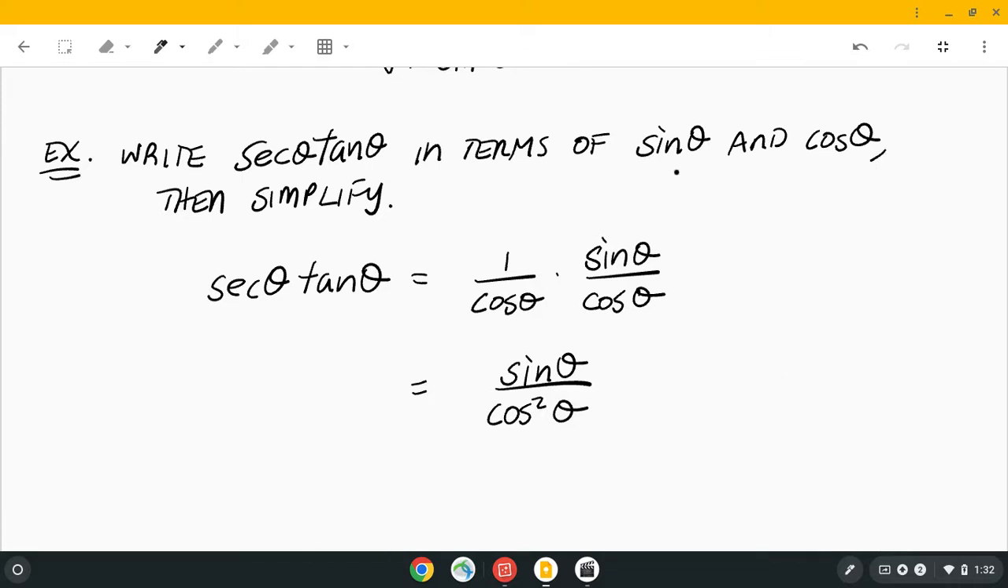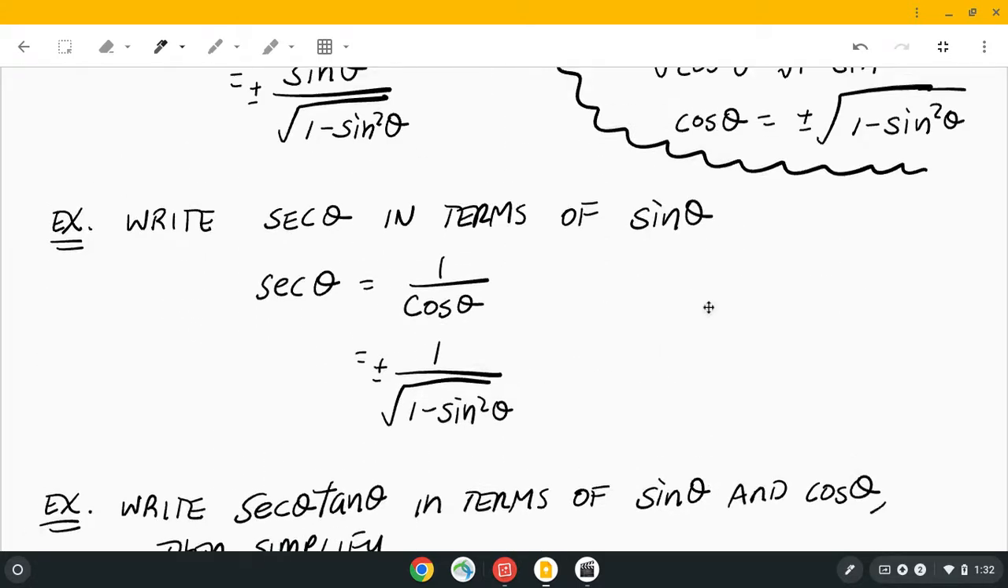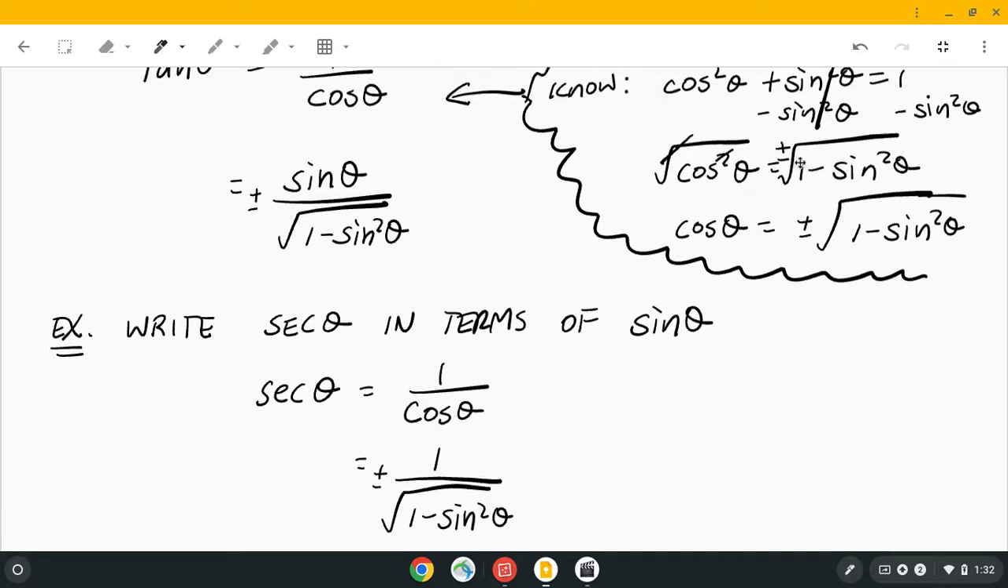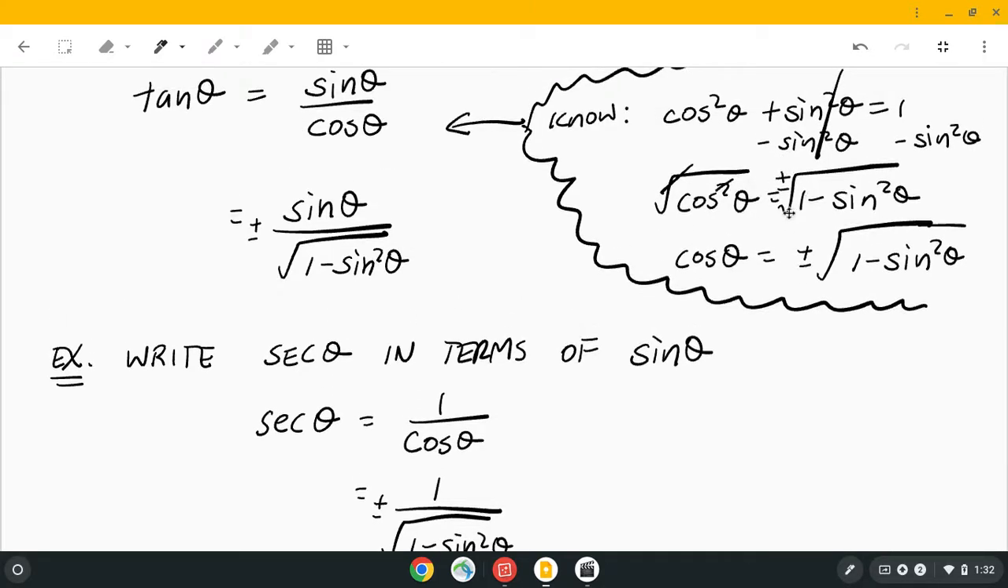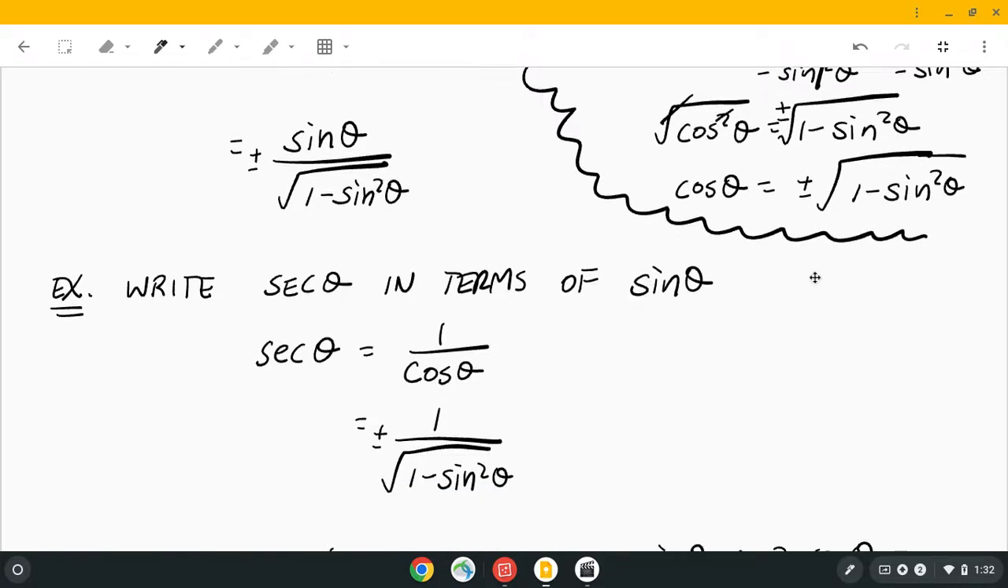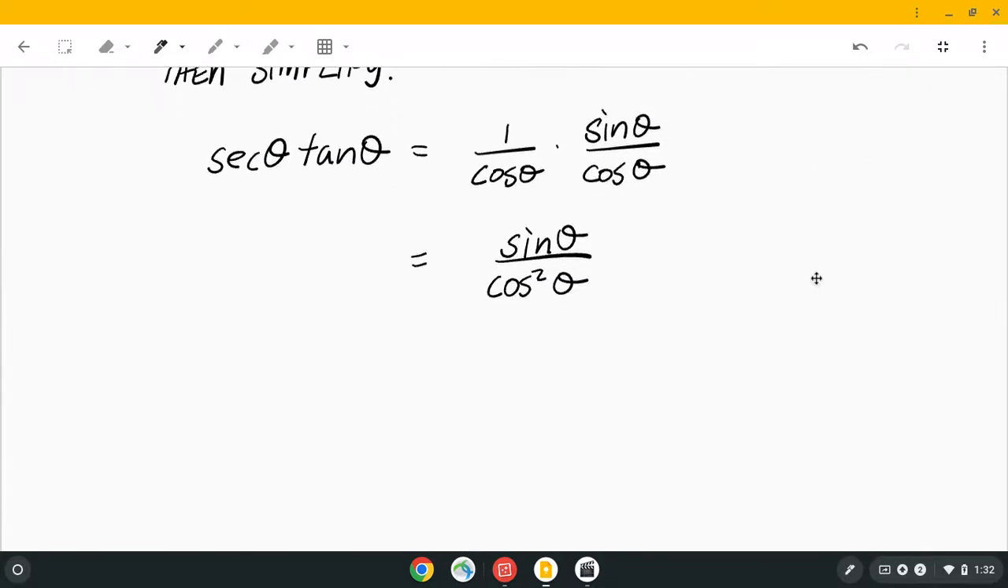If it had said, like the previous examples, write it in terms of sine theta, then I could easily rewrite this using this up here, the fact that cosine squared is equal to 1 minus sine squared. Okay? But it doesn't, so I can stop right here. Okay?